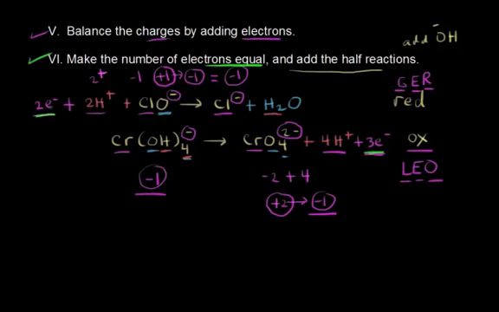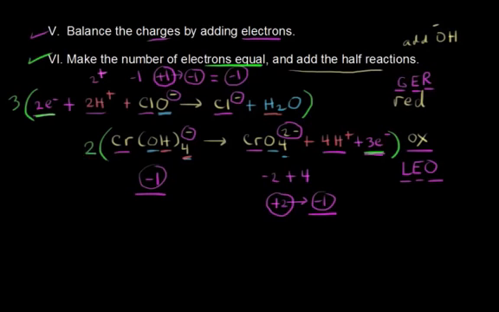And the way to do that, of course, is to think about lowest common denominator. So we have a 2 and a 3. So we can make those 6 electrons. So we need to figure out a way to make both of our half reactions have 6 electrons. And we can do that by multiplying our first half reaction by a factor of 3 and multiplying our second half reaction by a factor of 2. And that will give us equal numbers of electrons.